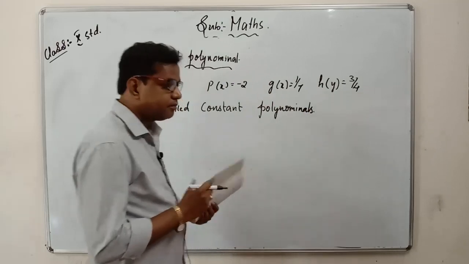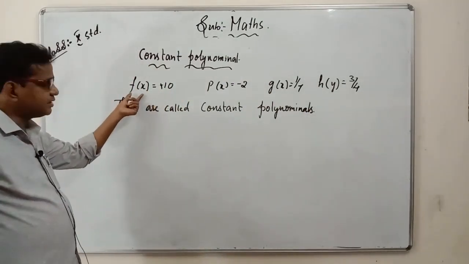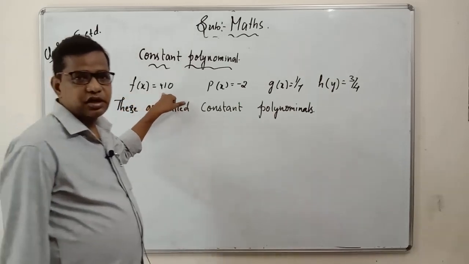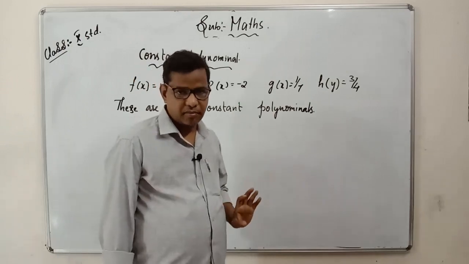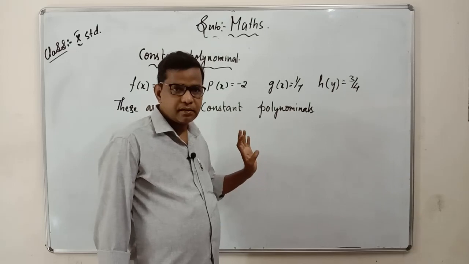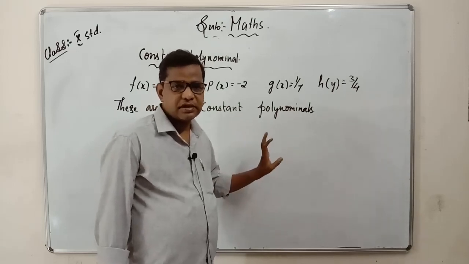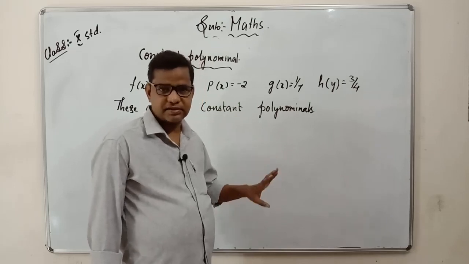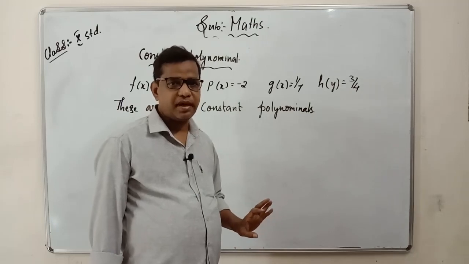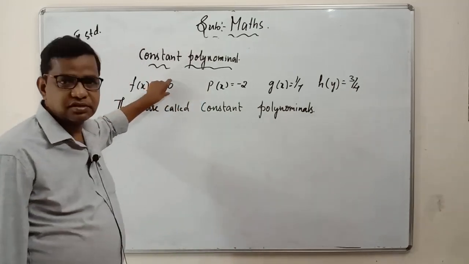Why do you call these constant polynomials? See, f of x is 10 means the value of 10 doesn't change at all. Yesterday I told you the difference between a constant and a polynomial. That's why I told you to go with the variables or constants, or you have to do the revision. If you don't do the revision, it is very difficult to understand the further subject. So yesterday I told you what you mean by constant, and I also told you what you mean by a variable. So here 10 is a constant because the value of 10 doesn't change at all.